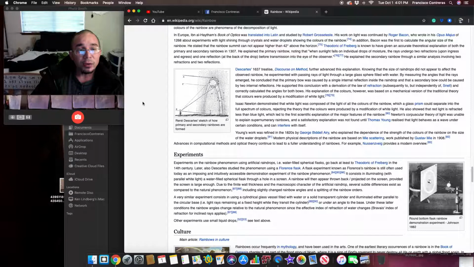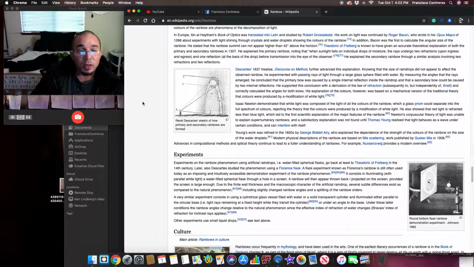By measuring the angles at which the rays emerged, he concluded that the primary bow was caused by a single internal reflection inside the raindrop, and that a secondary bow would be caused by two internal reflections. He supported this conclusion with a derivation of the law of refraction, subsequent to but independent of Snell, and correctly calculated the angles for both bows.